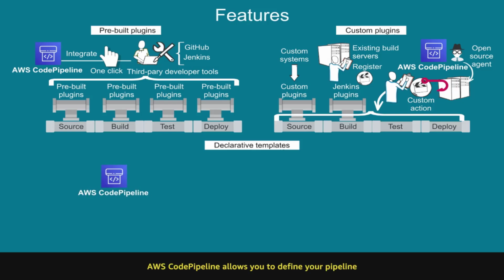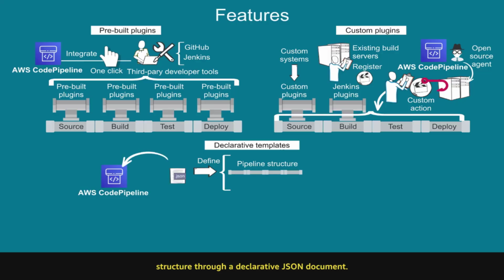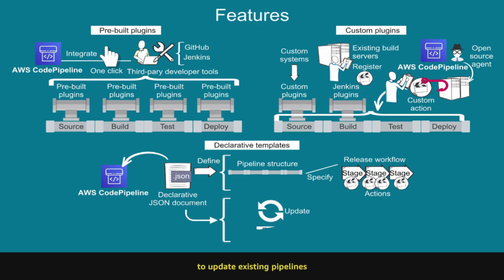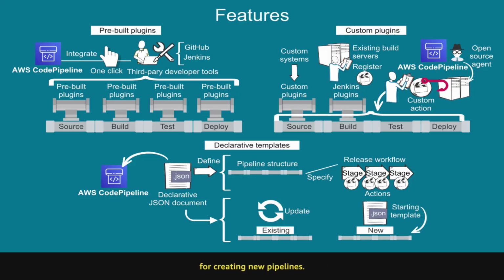Declarative templates. AWS CodePipeline allows you to define your pipeline structure through a declarative JSON document. This document specifies your release workflow, its stages, and actions. These documents enable you to update existing pipelines, as well as provide starting templates for creating new pipelines.